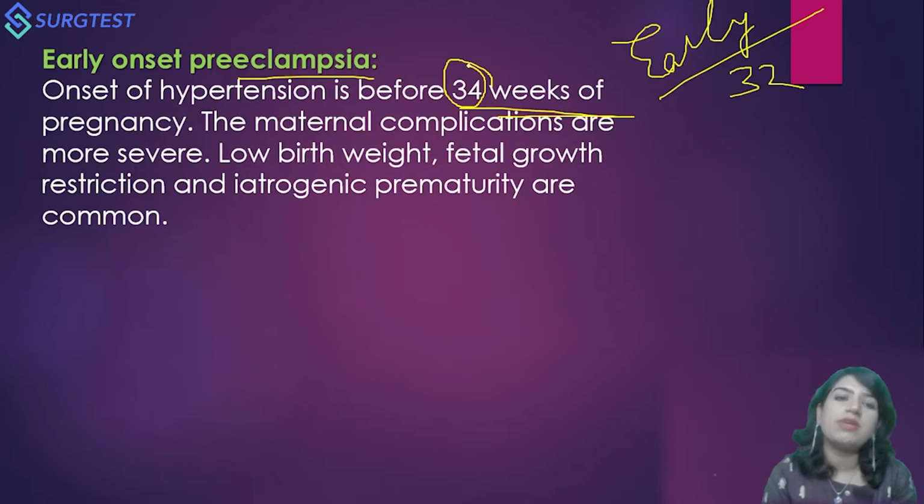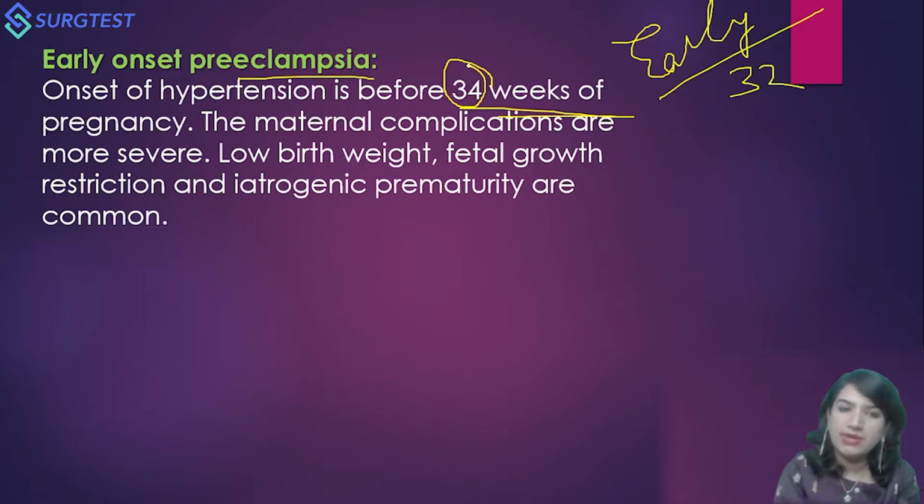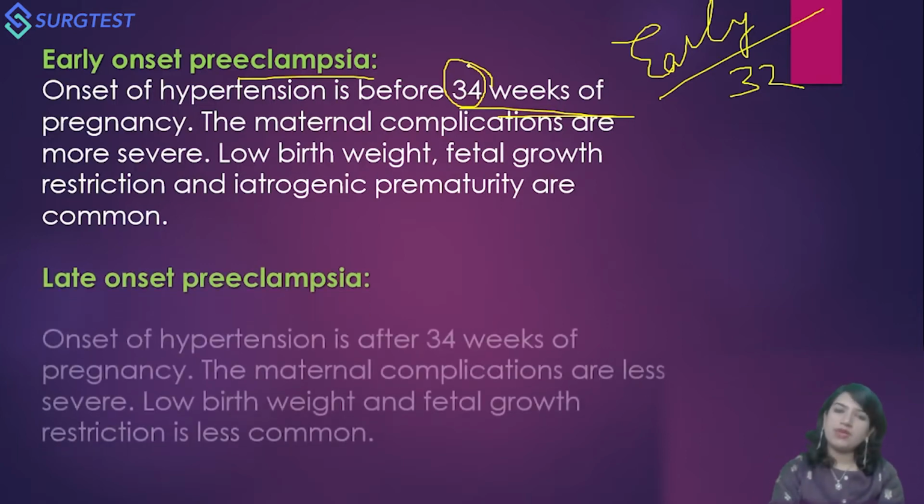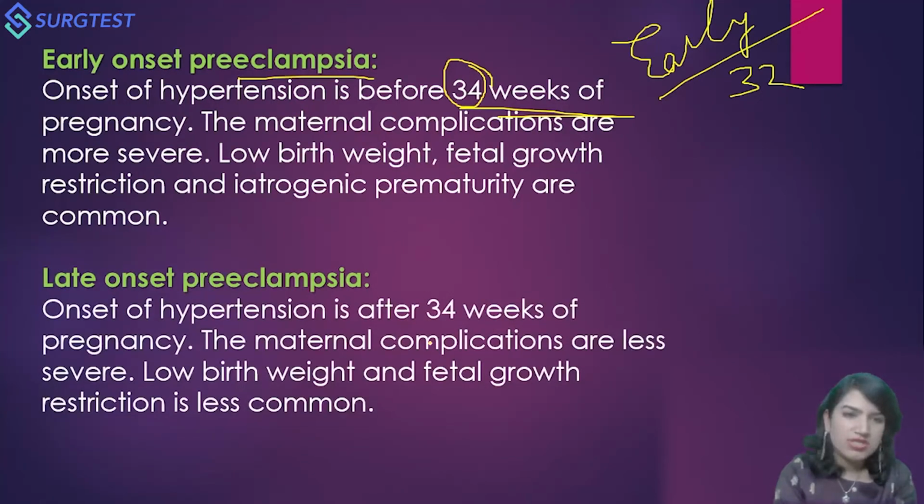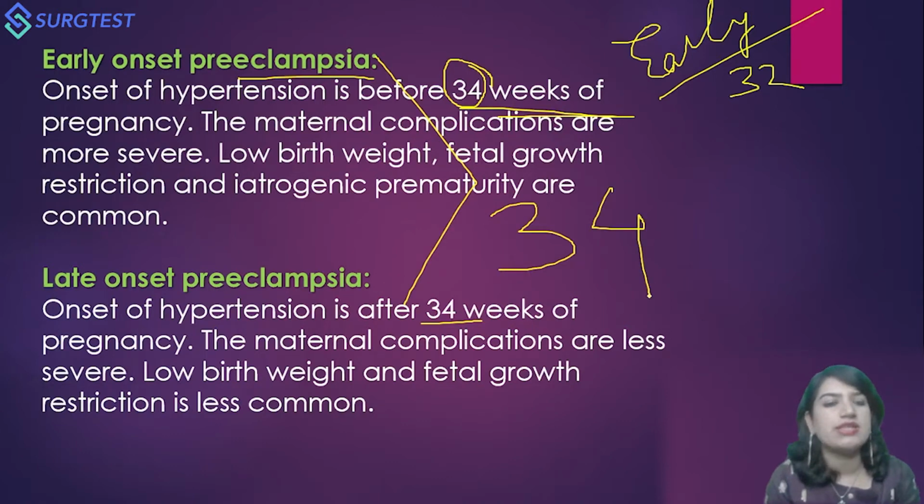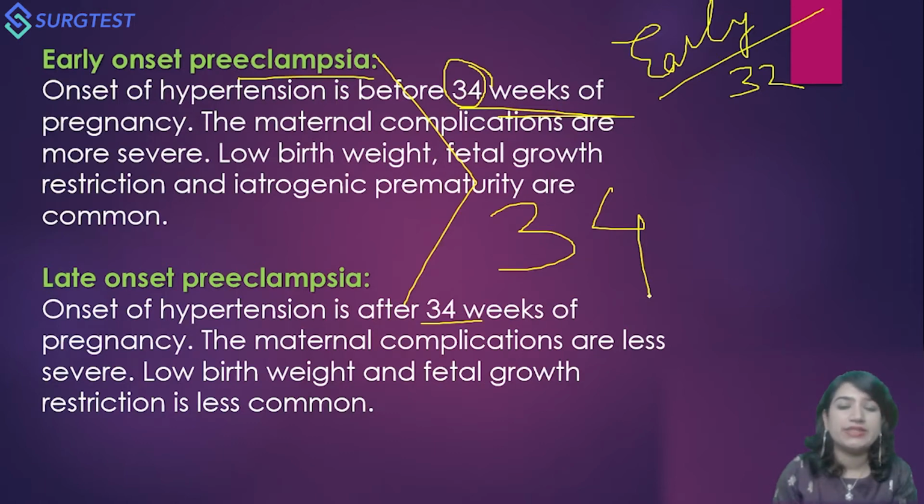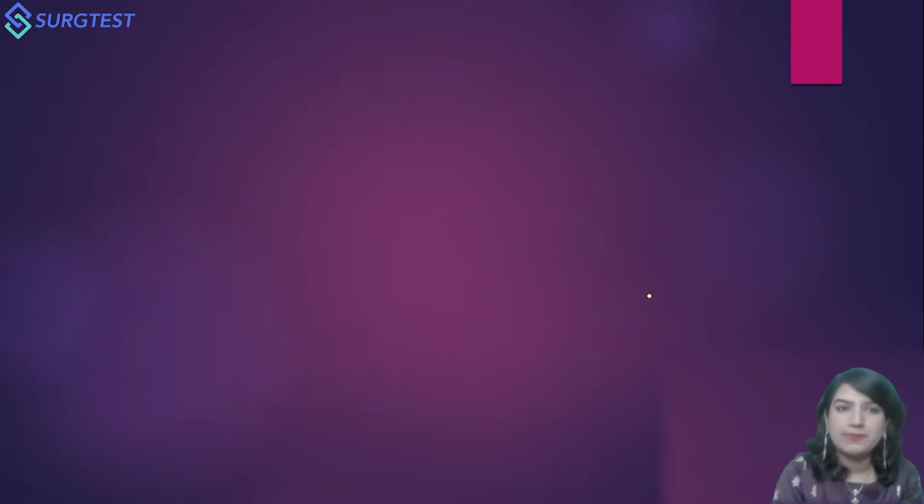Now, in early onset preeclampsia, the maternal complications are more severe. Also, it runs the risk of low birth weight, fetal growth restriction, and iatrogenic prematurity. So what is late onset preeclampsia? Onset of hypertension after 34 weeks of pregnancy. So remember, to diagnose early onset and late onset, the cutoff is 34 weeks. The maternal complications are less severe, and low birth weight and fetal growth restriction are less common. So definitely an early onset preeclampsia, where the pathophysiology kicked in pretty soon, is going to have more repercussions on the maternal as well as the fetal and neonatal health.